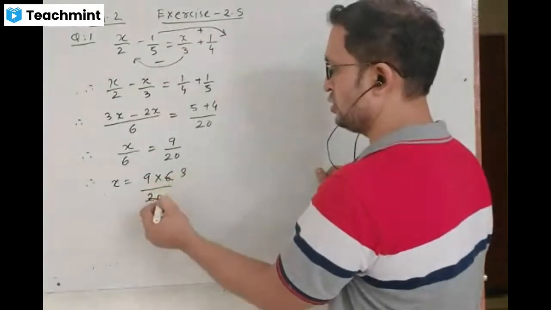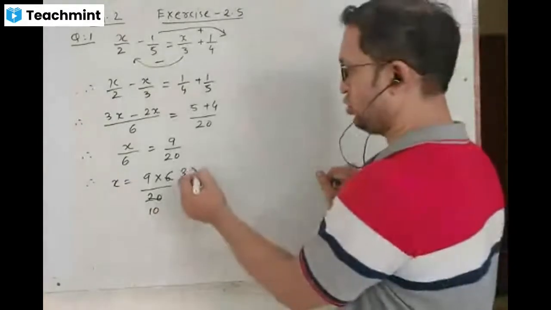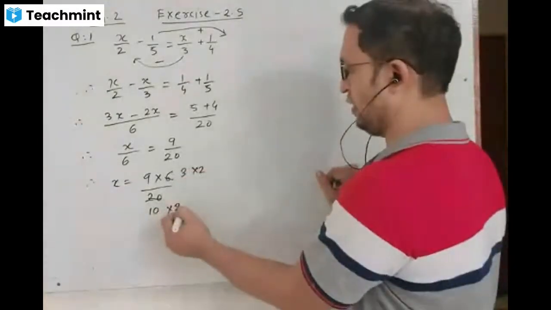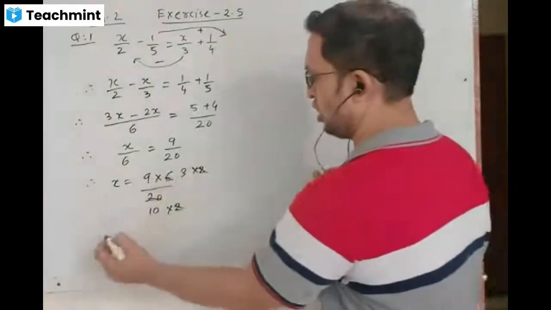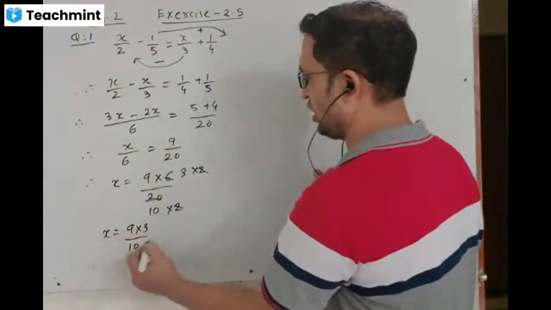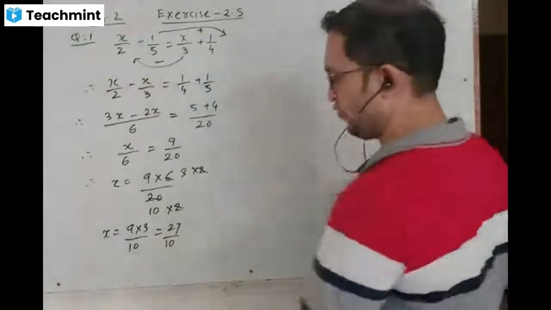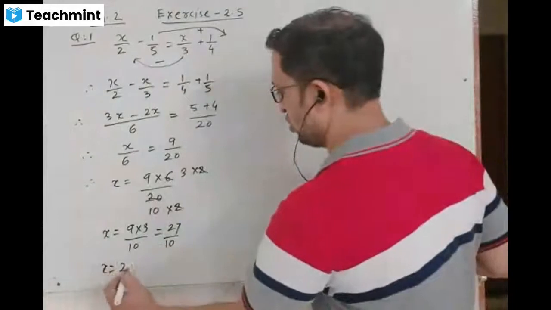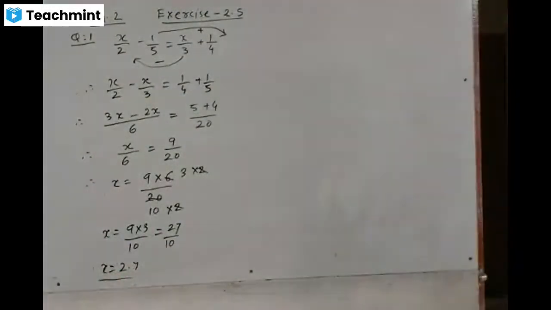3 to the 6, 10 to the 20. 3 to the 6, 10 to the 20, 2 cut, and therefore the remaining number is 9 into 3. What is the value of x? 9 into 3 divided by 10, that is 27 by 10. Therefore x is equal to 2.7, and that is the final answer.